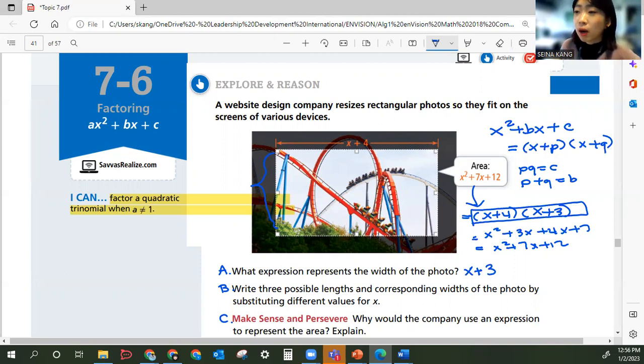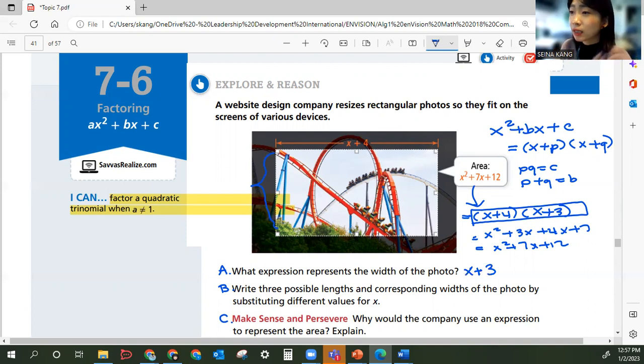Okay, part B, write 3 possible lengths and corresponding widths of the photo by substituting different values for x. So what if your x is 1? What if your x is 2? X could be any real numbers, right? Any reasonable numbers in this situation. So we're just going to pick random numbers and fill it in.